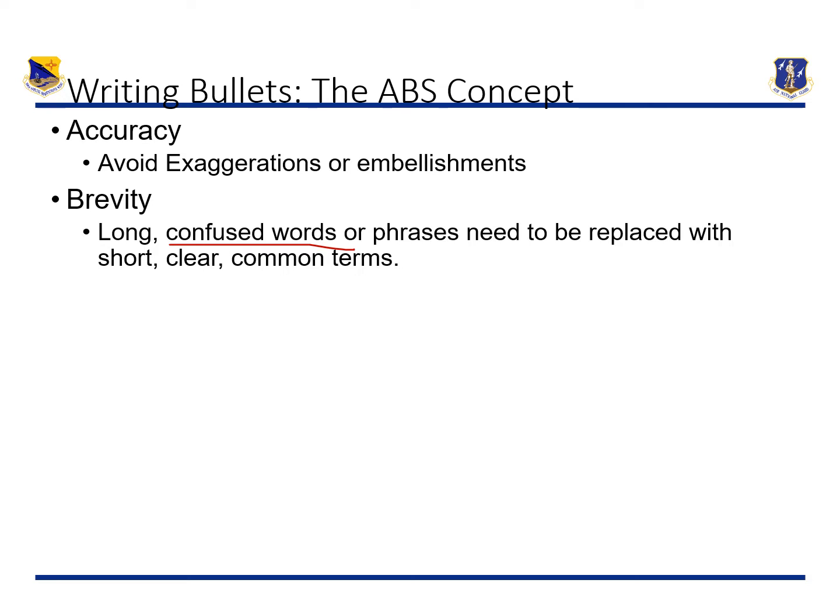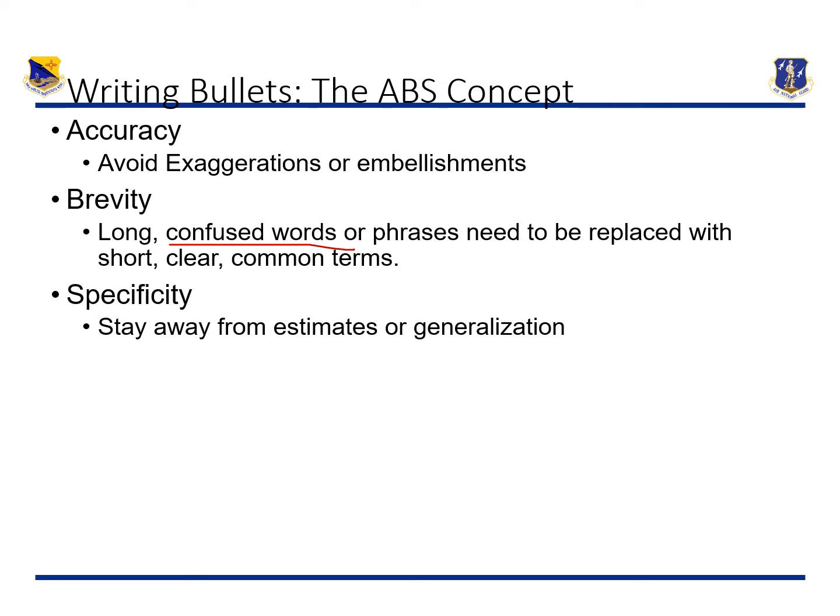Last, we have specificity. We want to make sure that we stay away from generalization. It kind of falls in line with accuracy in the sense that we want to make sure that we're always providing truthful, valid data, and we never inflate that data. Again, these are permanent records, and we want to make them as accurate as possible.